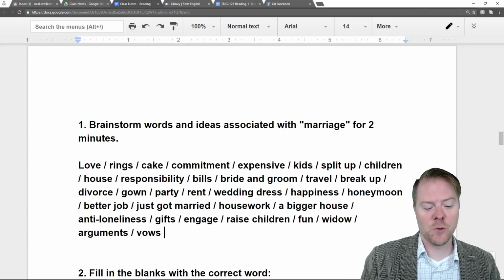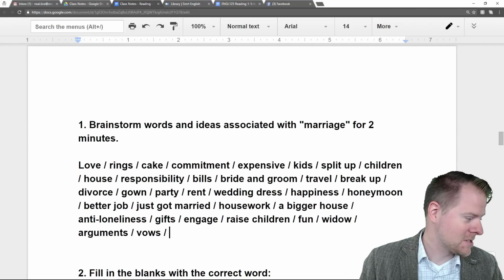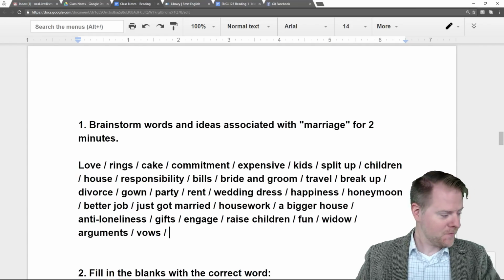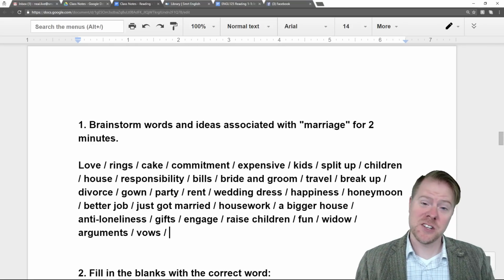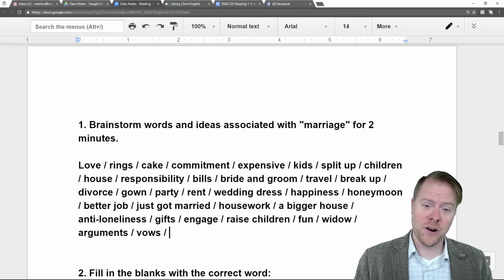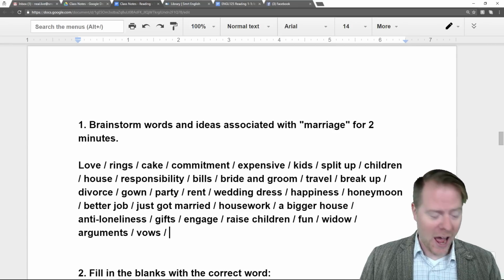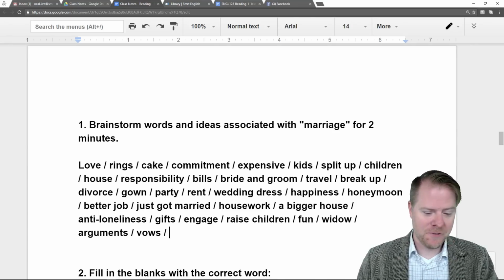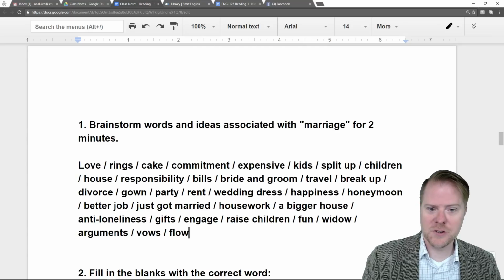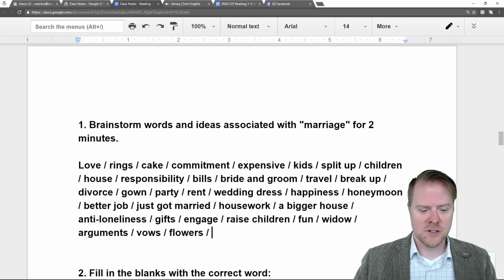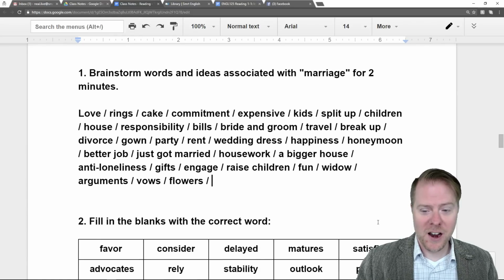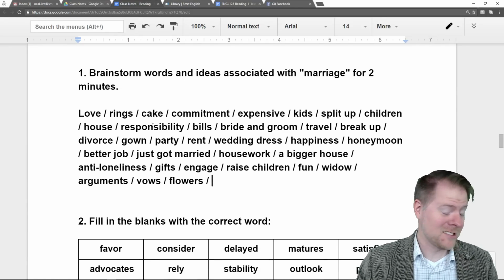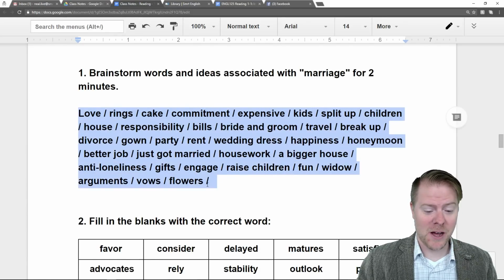Vows. Yes, you must make your wedding vows, your wedding promises. What do you promise to do? You promise to be with that person if they're sick, if they're healthy, if they're poor, if they're rich. You have to stay with that person. Flowers. Of course, what's a wedding without flowers? Okay, I think those are good. I think we thought of a lot. There's a lot to think about when you think about marriage.